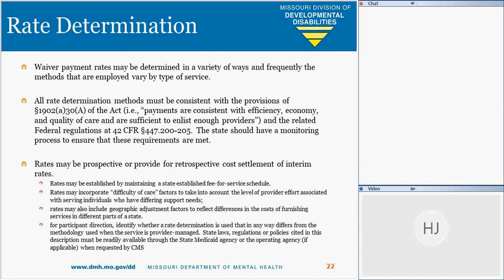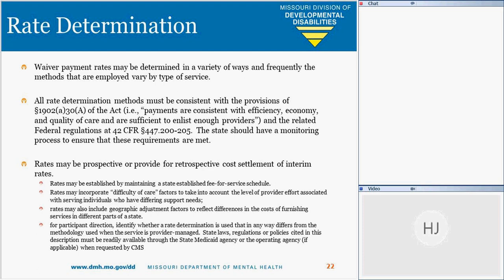So the thing that CMS looks at is our rate determination. Waiver rates can be determined in a variety of ways, and frequently the methods that are employed vary by type of service. So you may have some services that are per diem, you may have some services that are on a weekly unit, maybe a per job unit.